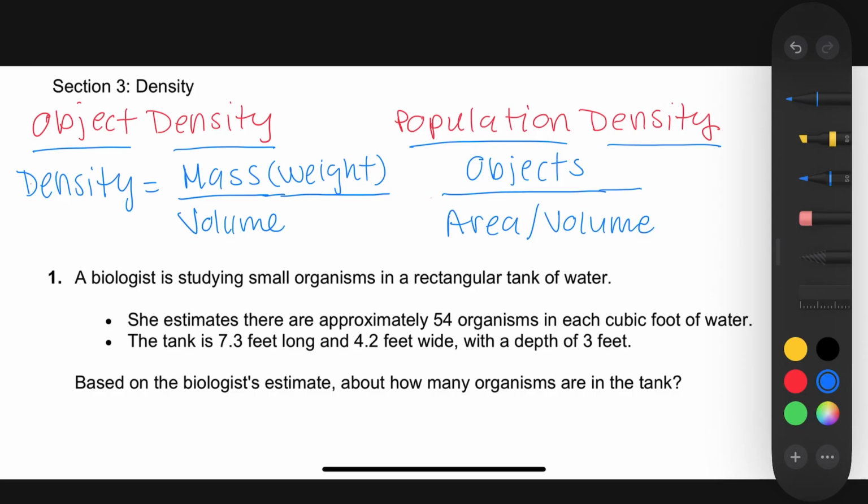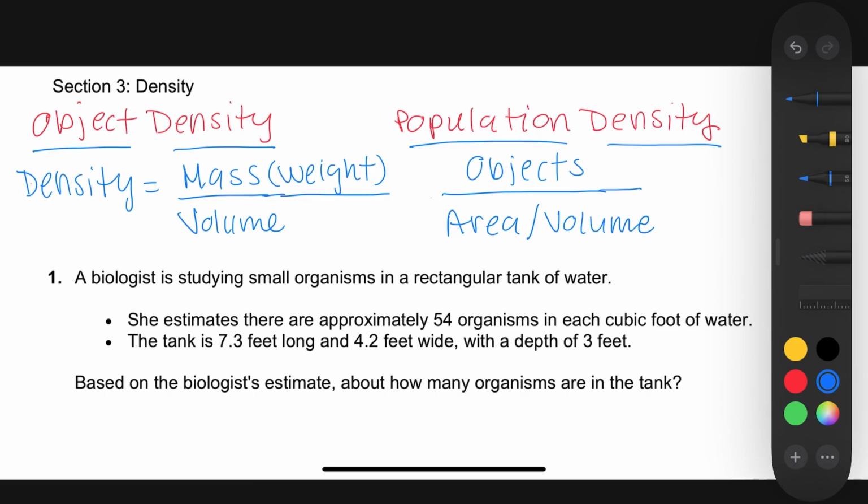So in number 1, it says a biologist is studying small organisms in a rectangular tank of water. She estimates that there are approximately 54 organisms in each cubic foot of water. The tank is 7.3 feet long and 4.2 feet wide, with a depth of 3 feet. Based on the biologist's estimate, how many organisms are in the tank?